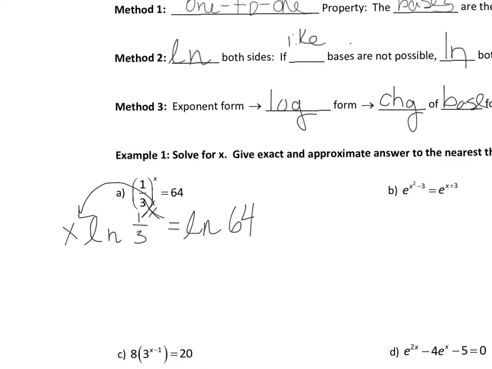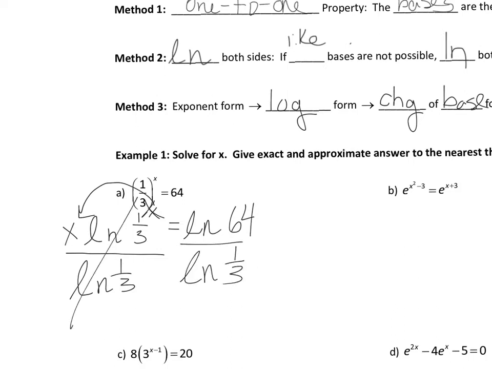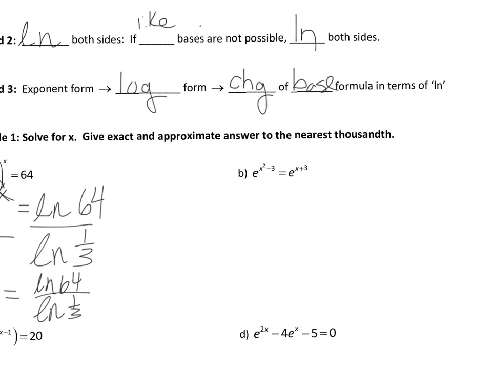And now we have x multiplied by natural log of 1/3, and natural log of 1/3 is some decimal. We don't know particularly what it is, but if we think about it as x multiplied by a number, we know then that's just a basic linear equation. To get rid of that number, we divide both sides by it. Natural log of 1/3 divided by natural log of 1/3 cancels, and we have x now equal to natural log 64 over natural log of 1/3, and then we could just plug that in the calculator to get our exact or approximate answer.